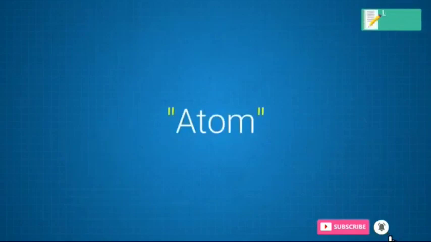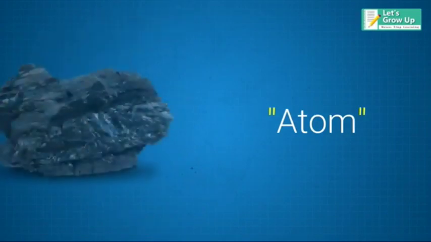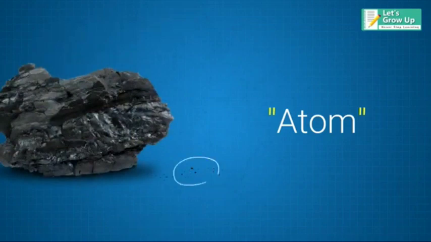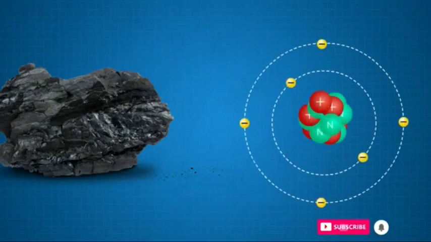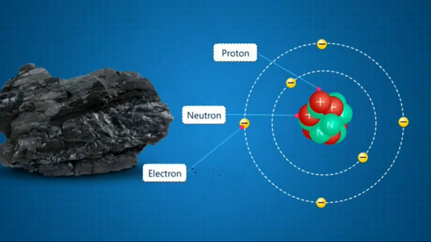The term atom comes from the Greek word for indivisible, because it was once thought that atoms were the smallest things in the universe and could not be divided. Now, we know that atoms are made up of three particles: protons, neutrons and electrons, which are composed of even smaller particles.